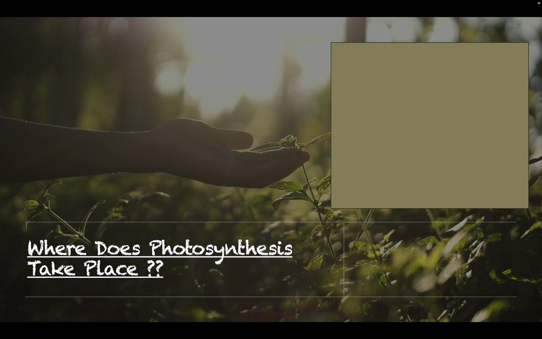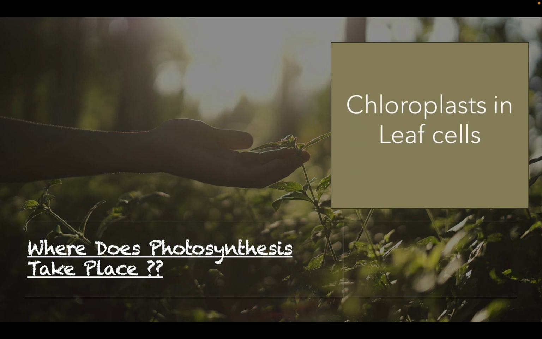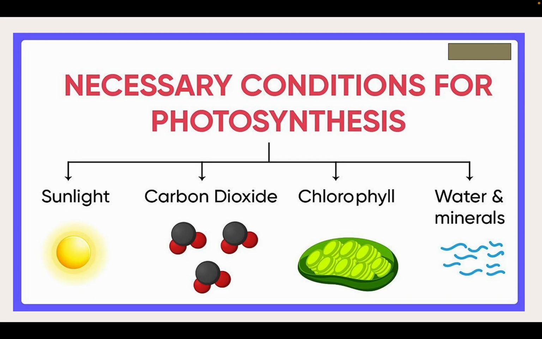Now, my next question is, where does photosynthesis take place? Now that we know that plants are producers, they make their own food with the help of carbon dioxide, water, sunlight and chlorophyll. So where does this photosynthesis take place? Do you have the answer? Yes, correct. In the chloroplasts, inside the leaf cells. These are some of the necessary conditions for photosynthesis: sunlight, carbon dioxide, chlorophyll, water and minerals. Without these, photosynthesis is not possible.